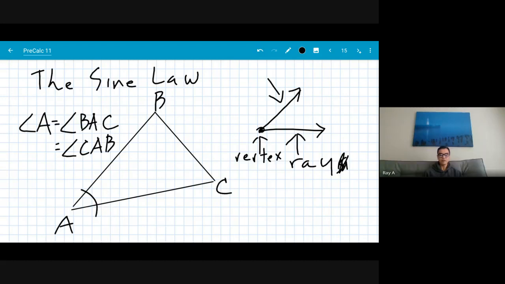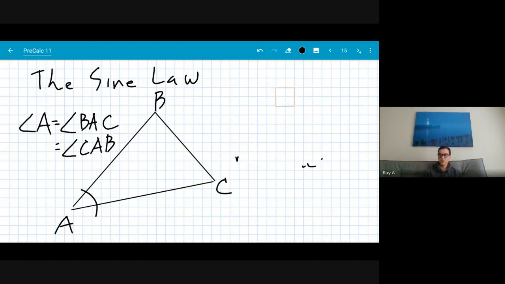Therefore, with angle C, same thing. It could be BCA, it could be ACB. Angle B could be ABC, could be CBA. All right. Now, let's go back to talking about how we can create a ratio, because the ratio is what you're going to be using in the sine law.